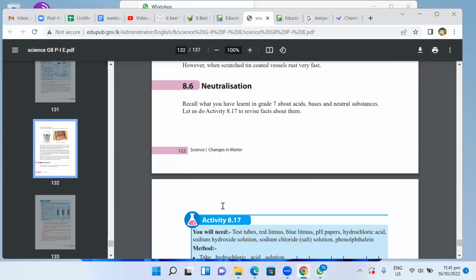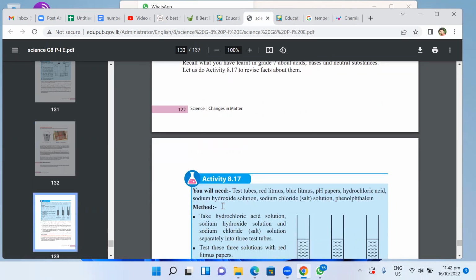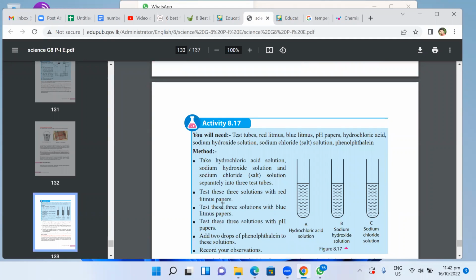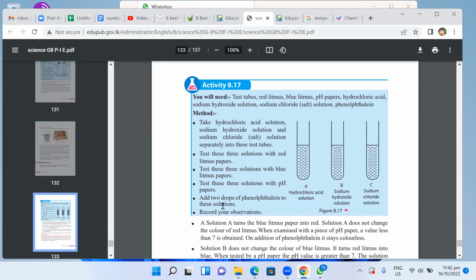Neutralization means, I think you can remember we learned about acids and bases in grade 6 as well as grade 7. Acids we can test using litmus paper. Pure water has pH 7, but acids have less pH and bases have more. We can also use phenolphthalein to see this. Here hydrochloric acid has a low pH level. We can use pH papers to test that.